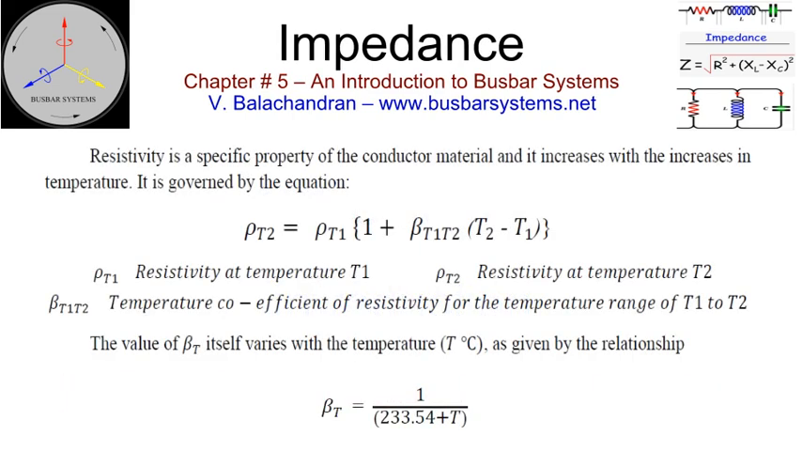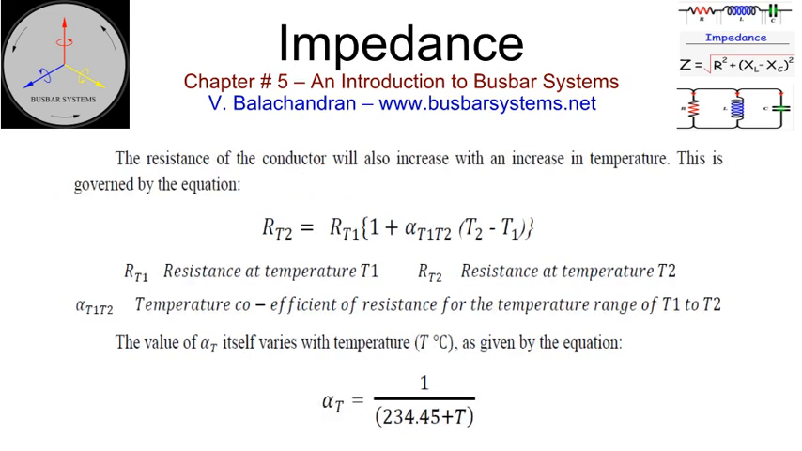Resistance. Resistance is a measure of the opposition to the flow of current in a conductor when a DC voltage is applied across its ends. If an AC voltage is applied across the ends of a conductor, opposition to the flow of current is offered not only by the resistance but also by inductive and capacitive reactance. Resistivity is a specific property of the conductor material, and it increases with the increase in temperature. Beta is the coefficient of resistivity and alpha is the coefficient of resistance.